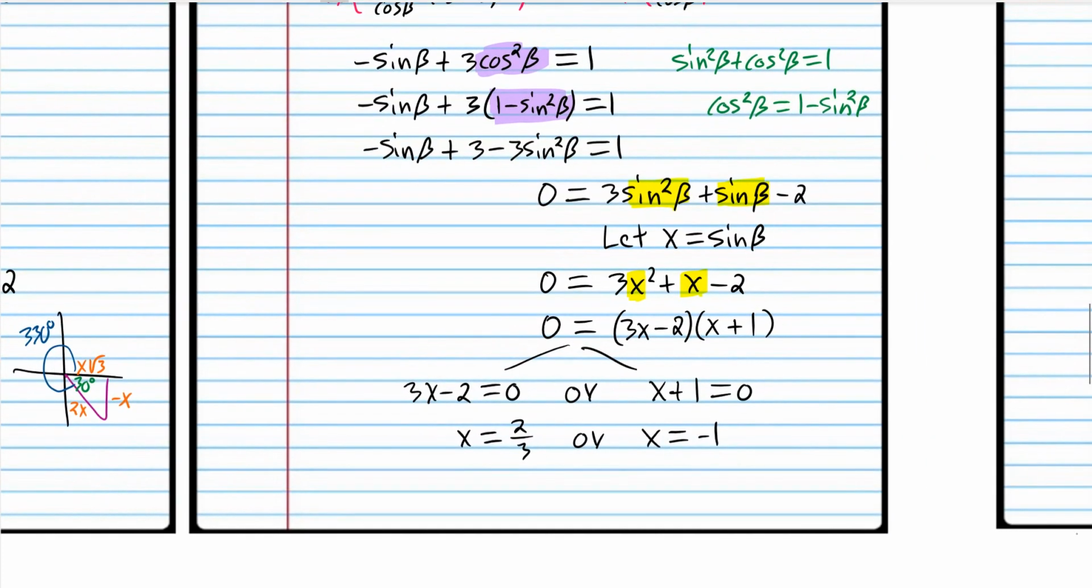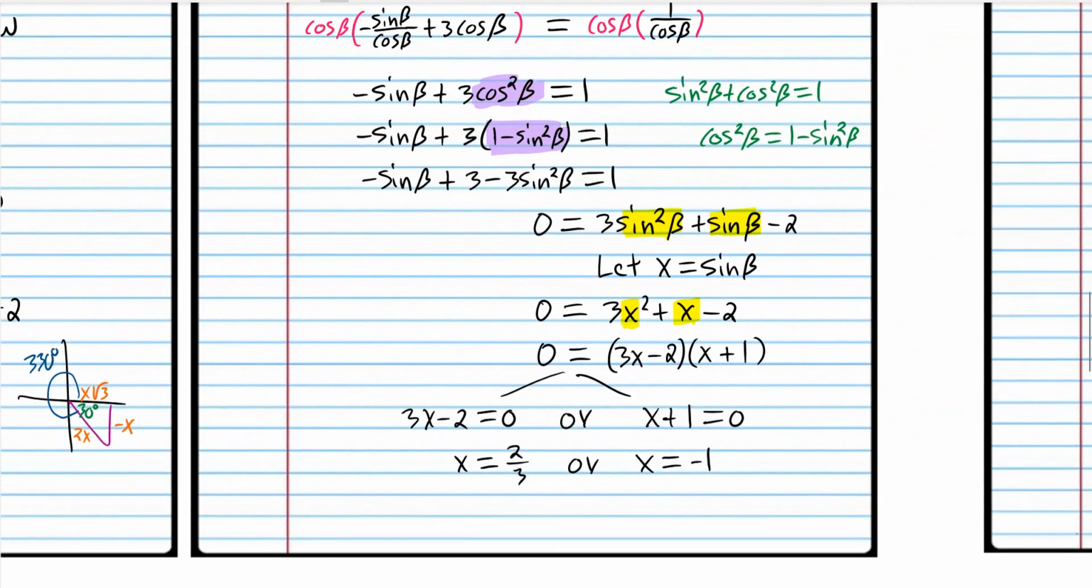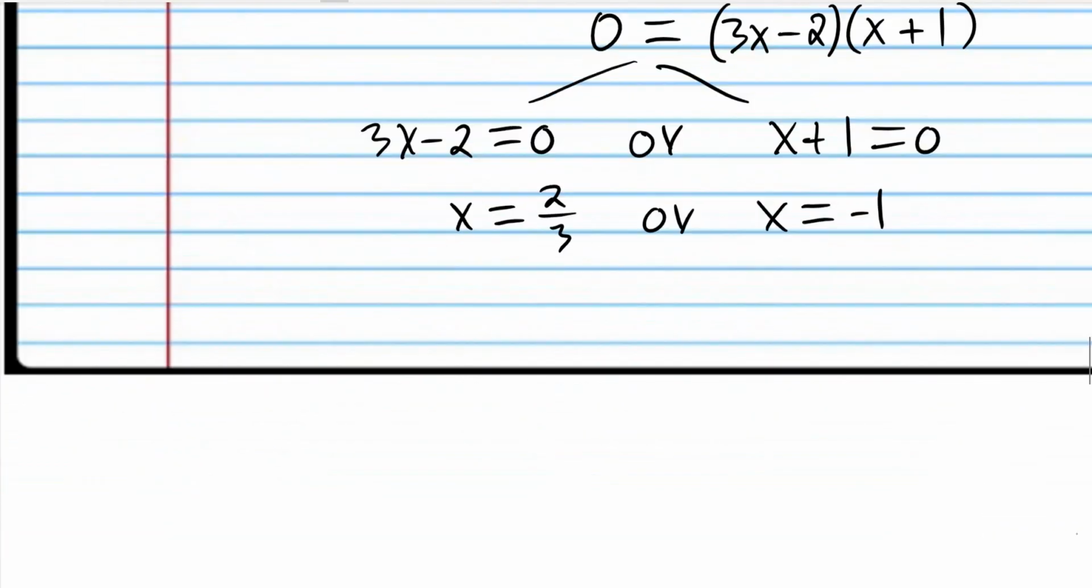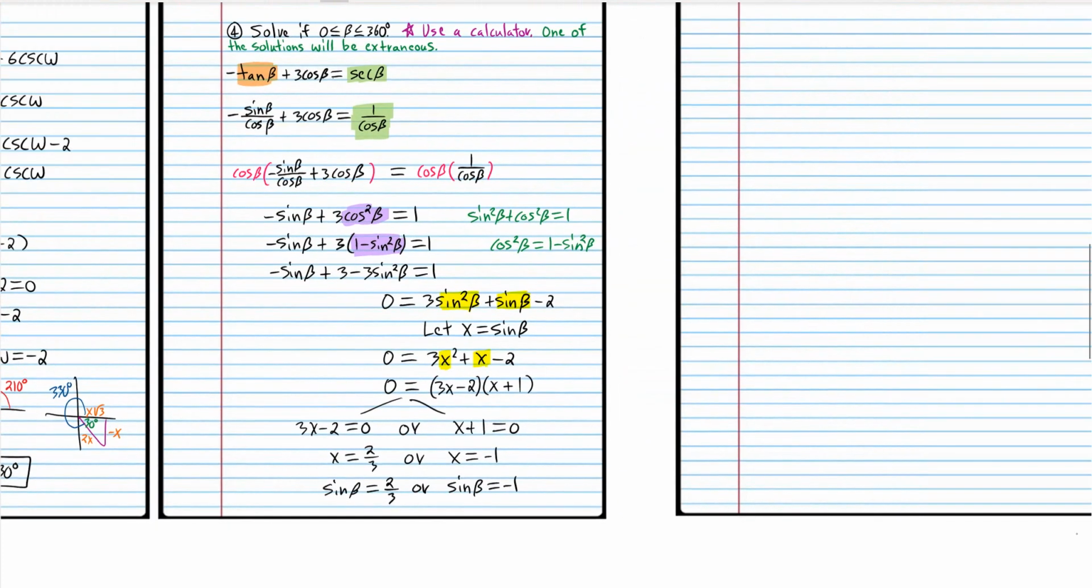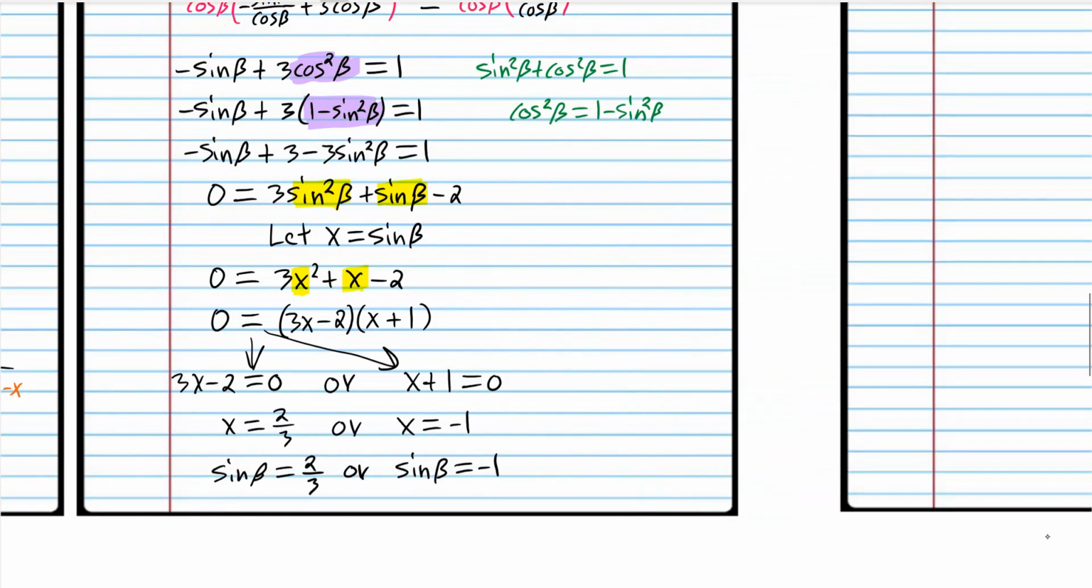And remember, x is sine beta. We don't really want x, we want sine beta. So now we're going to have to change x back to sine beta. And now we're going to have to find beta. So let me see if I can find more room here. Okay, so we're going to go up here. Remember, when you run out of room, don't panic.